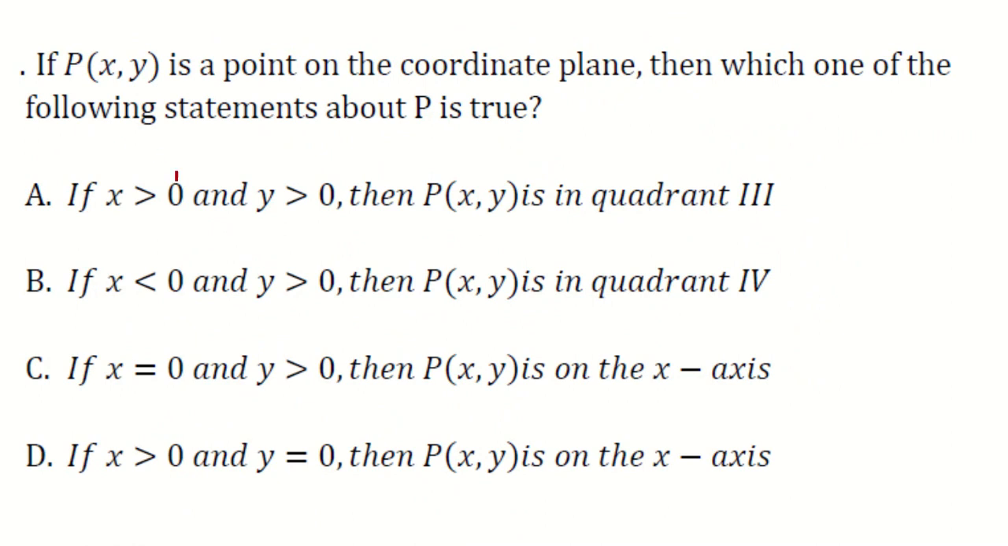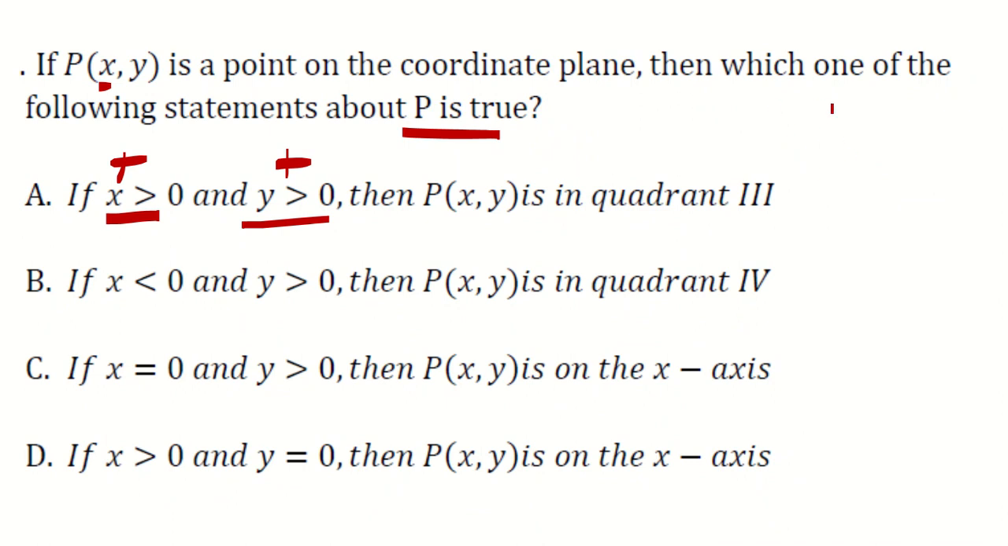The next also is a kind of quadrant question. P(x, y) is a point on the coordinate plane. Then which one of the following statements is true about P? x greater than 0, y greater than 0 means positive. Which quadrant? It must be the first quadrant. I told you before. Remember again the 4 quadrants.